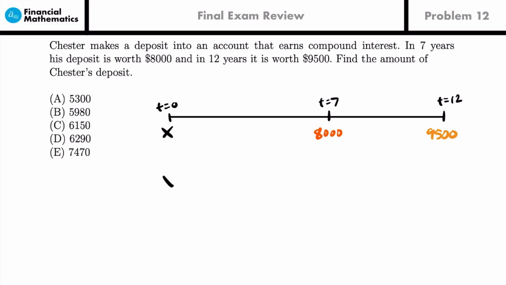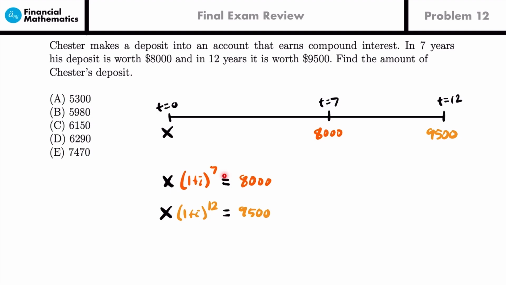We know that if we accumulate X for 7 years, so if we multiply by 1 plus I to the power of 7, that will get us to that value of 8,000, right? We know that to be true. After 7 years, using compound interest, Chester's deposit of X will become 8,000, but then in 12 years, we know it will be 9,500. So we can make another equation here that X accumulated for 12 years using that compound interest rate will be equal to 9,500.